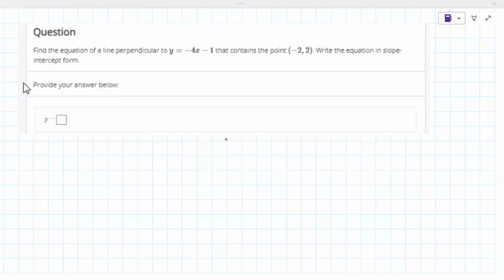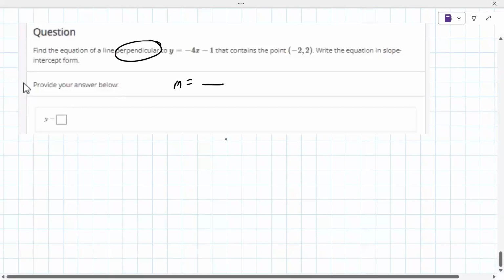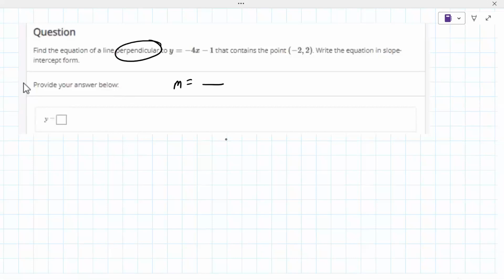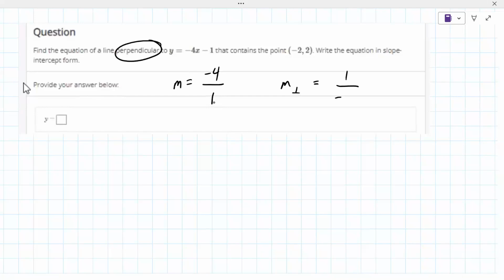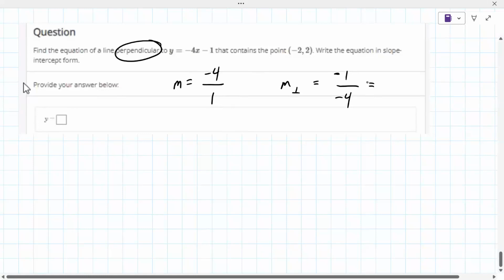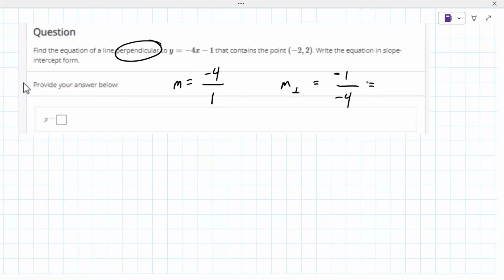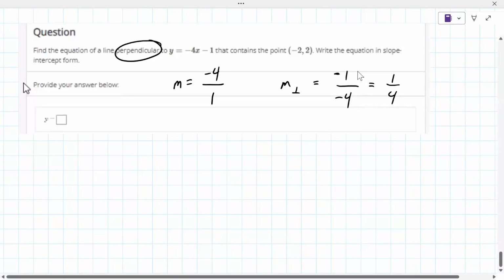Okay. What is the slope of the given equation? -4/1, because the number is just written over 1. So for the perpendicular, you flip the fraction, and then you negate it. So now what does this become when you reduce it? 1/4. They cancel. Negatives cancel.